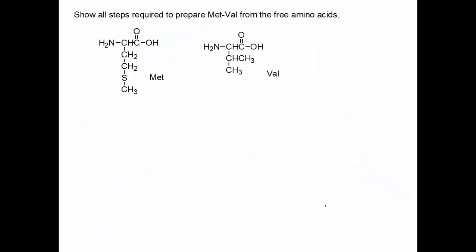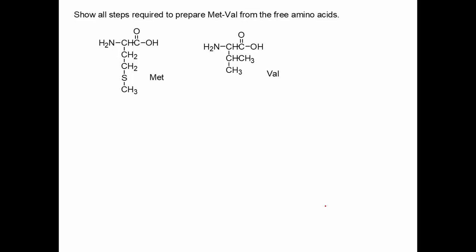Okay, so here's a problem for you. I always put one of these types of problems on the exam. Design a synthesis of Met-Val from the free amino acids. Note here that methionine is the N-terminal amino acid and valine is the C-terminal amino acid. You have to design a synthesis that's going to produce Met-Val and not Val-Met.